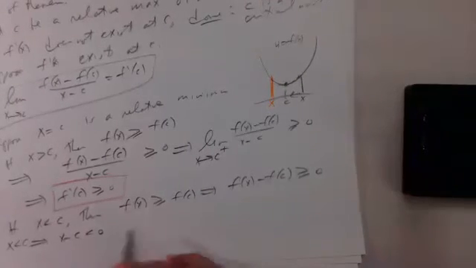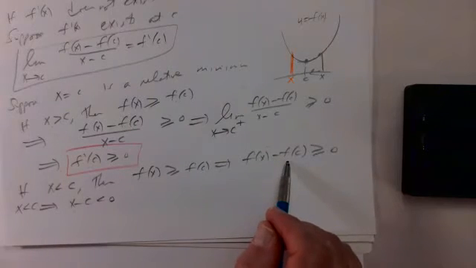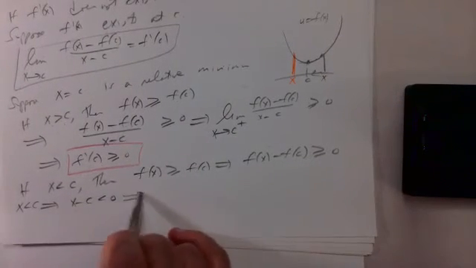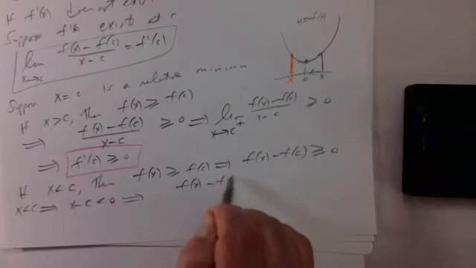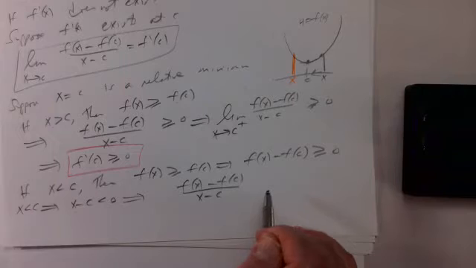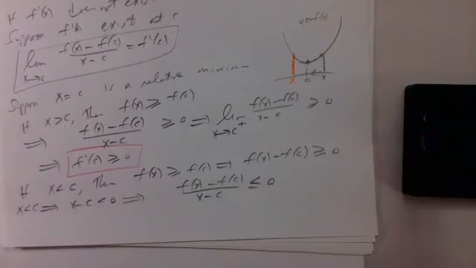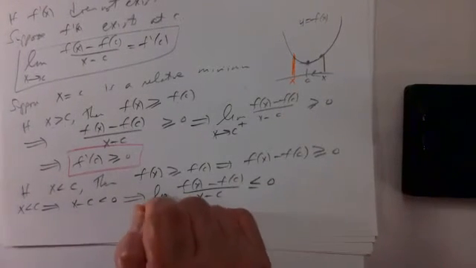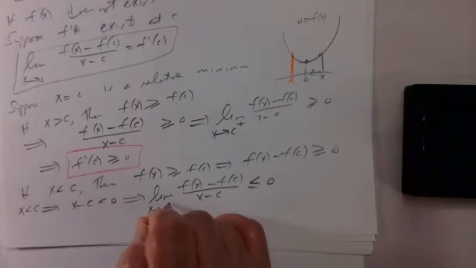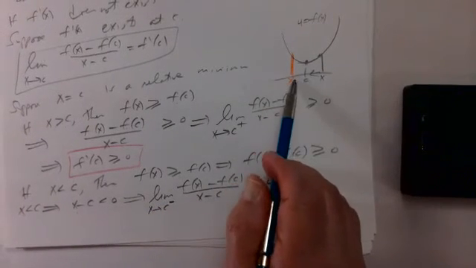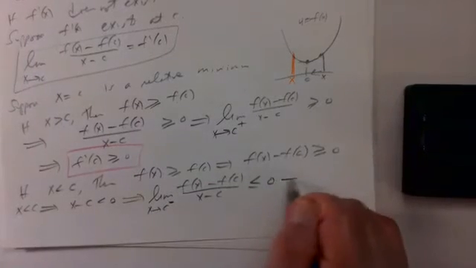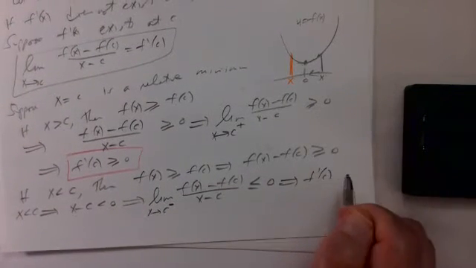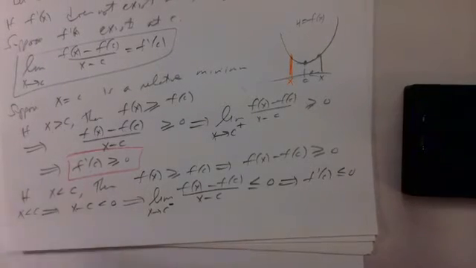Now, x less than c means x minus c is negative. What happens to an inequality if you divide by a negative number? It reverses the sign. So f of x minus f of c over x minus c is going to be less than or equal to 0 whenever x is smaller than c, which means if we take the limit as x approaches c from the negative side, the limit is going to be less than or equal to 0. But the limit is the derivative. The derivative is less than or equal to 0.